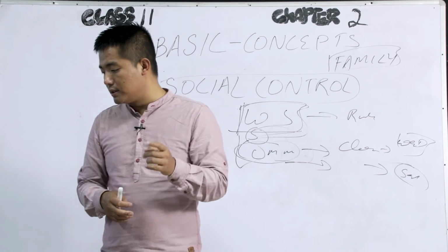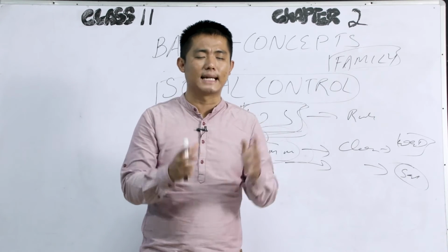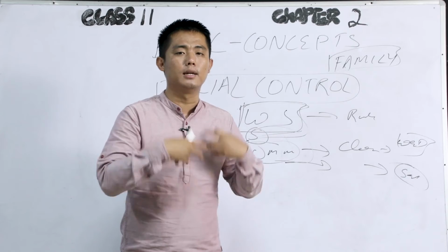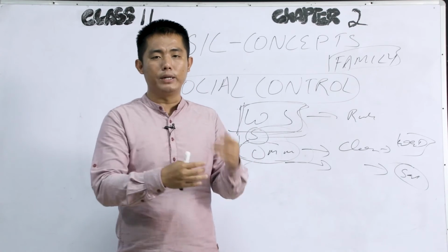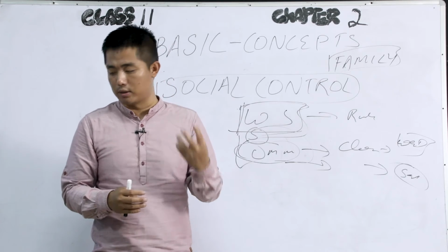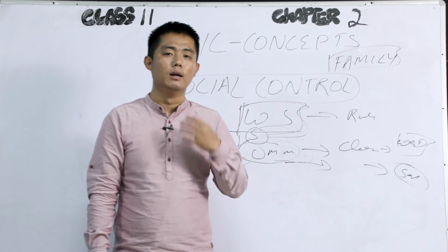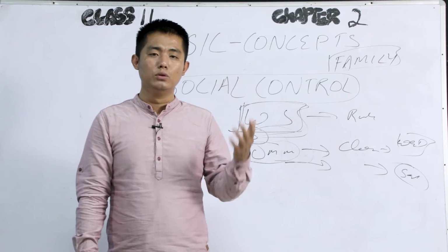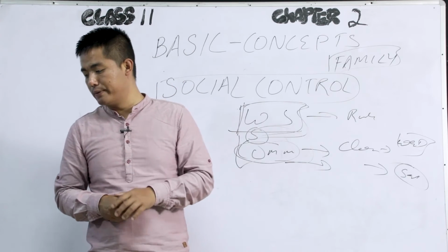Now, the next is redefined norms. Here it says that society is never stagnant. It keeps on growing, it keeps on changing day by day. And that is the reason why, in order to cope with this changing behavior of the society, we need redefined norms. We need to keep updating the rules and regulations and also the norms of the society. That is what it means here.